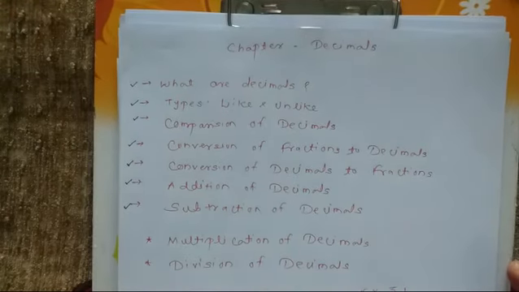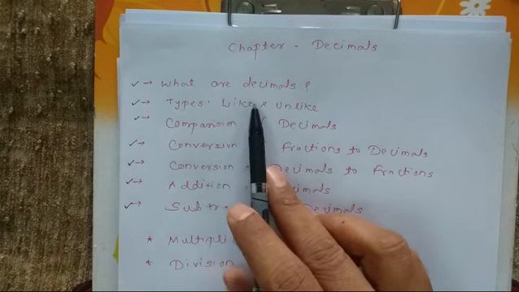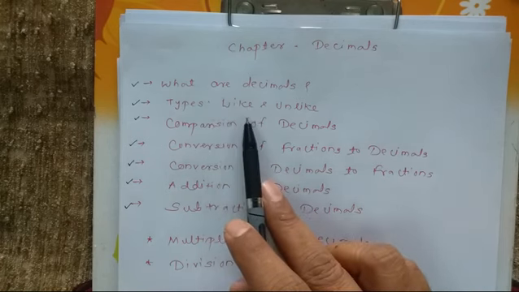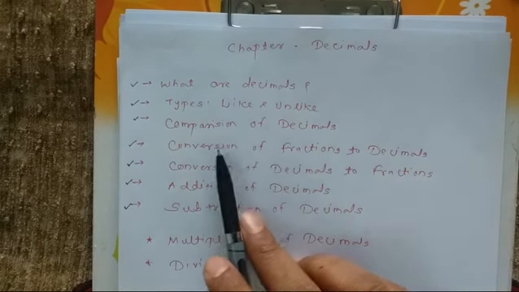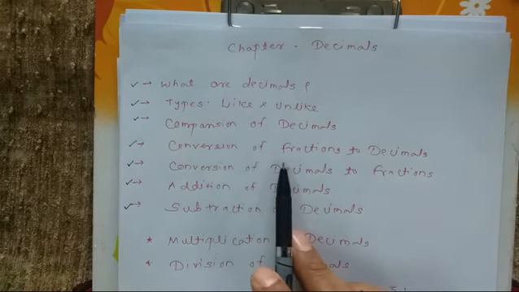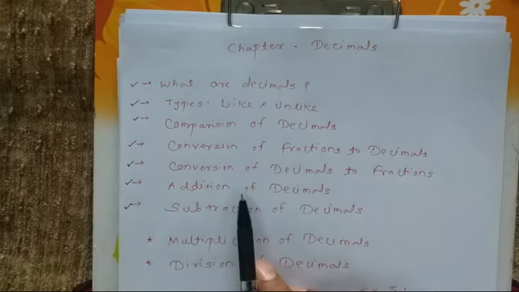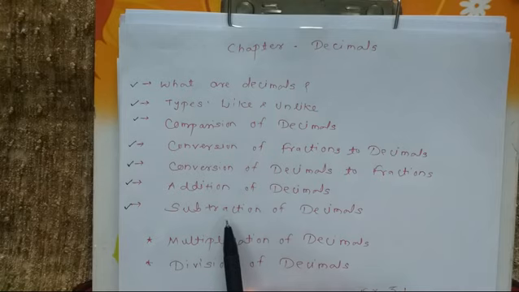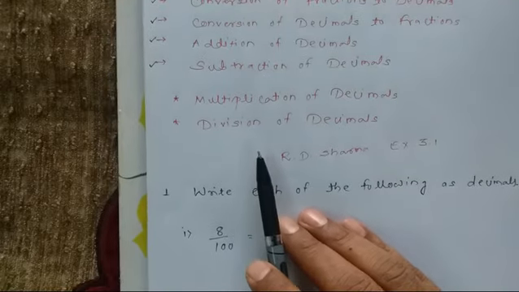In this video, we are going to start a new topic, that is decimals. You have already studied in the previous class what are decimals, types of decimals, that is like and unlike decimals, comparison of decimals, conversion of fractions to decimals, conversion of decimals to fractions, then addition of decimals and subtraction of decimals. These topics are already covered in the previous class. Now in this year we have to learn how to multiply the decimals and how to divide the decimals.